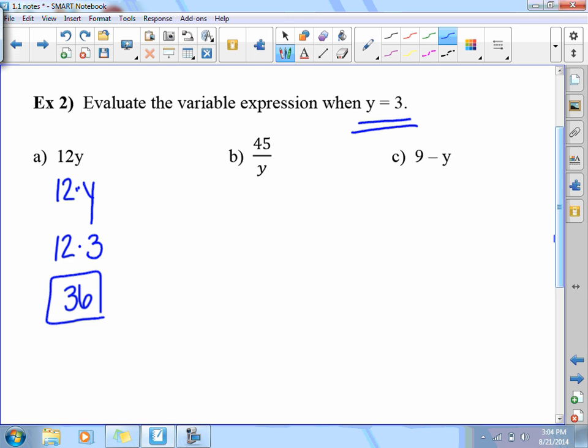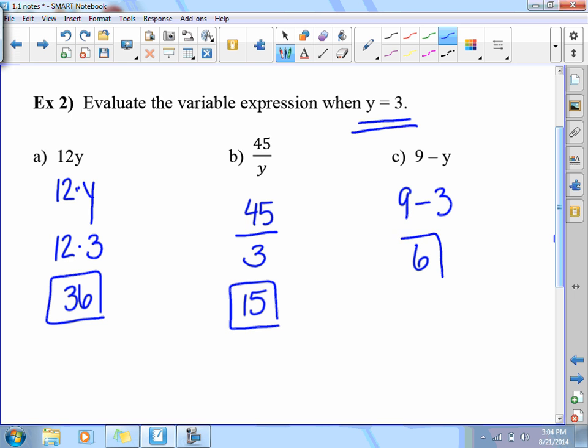So for part B, we have 45 divided by y, but y is 3. So I'm going to substitute 3 in for the y, and then I can actually do that calculation. I can do 45 divided by 3, which is 15. So when I evaluate and simplify that expression, I get 15. And for part C, our last one here, this is 9 minus y, or 9 minus 3, which is 6. Notice that I'm not using equal signs here because these are expressions, not equations. Equations have equal signs, but not expressions.